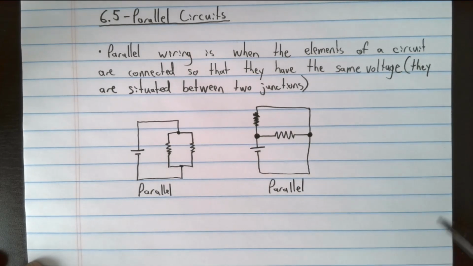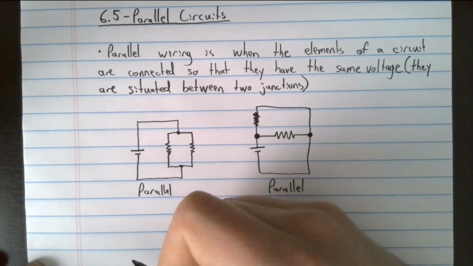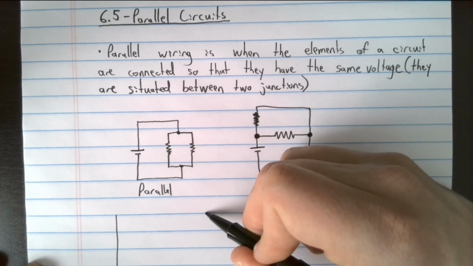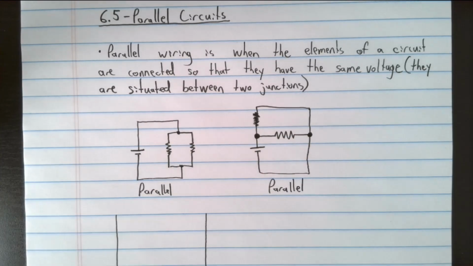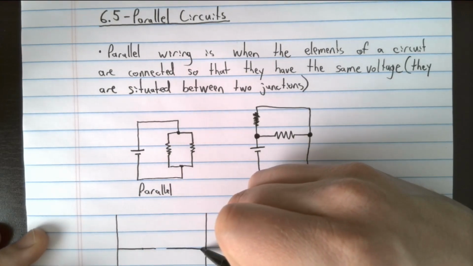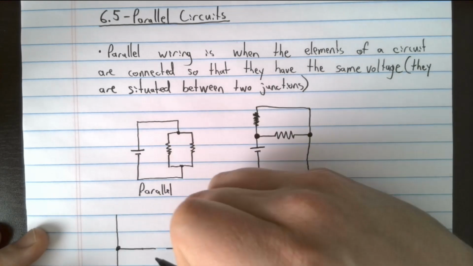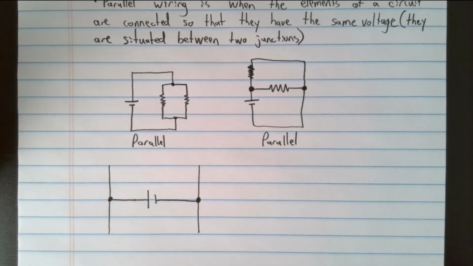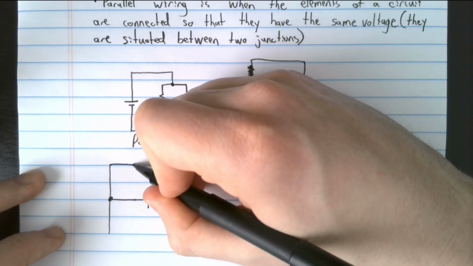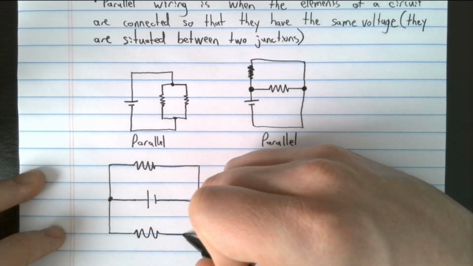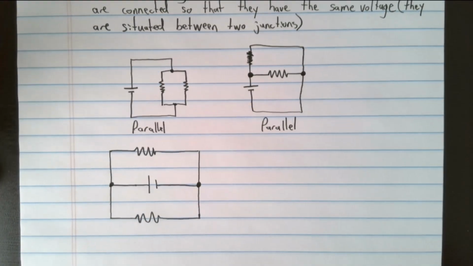We'll see one more. 2 more, actually. This one will be weird. In order to get the shape right, I'm going to draw like this. Okay. So I'm sort of starting with my junctions. There's the junction, there's the junction. Here's the battery in the middle. And my resistors will be on the outside. So these are indeed in parallel.